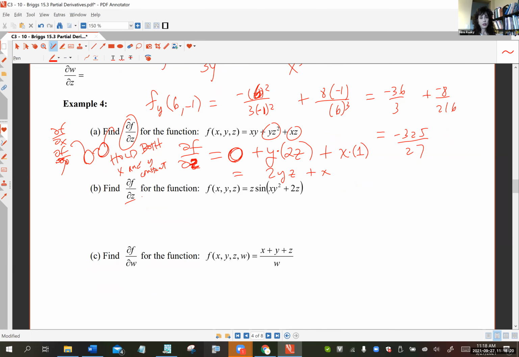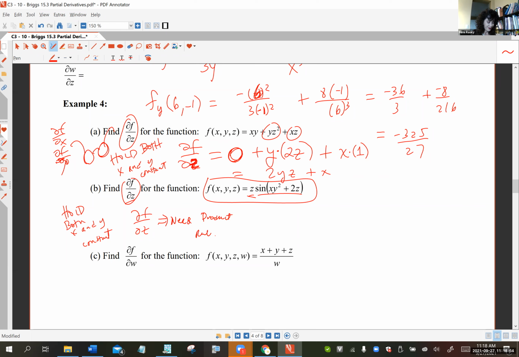Let's do another one that's harder. Suppose they gave us another function of 3 variables, which would have 3 partials total, but they only want 1 out of the 3. They want DFDZ again. So you're going to hold both x and y constant. Now, do you see why this is harder? I need to take the derivative of z times sine of xy squared plus 2z with respect to z. So I'm going to need the product rule. And I'm really into the product rule. You'll see. It's definitely going to be on your midterm. Oh, yeah. Okay.